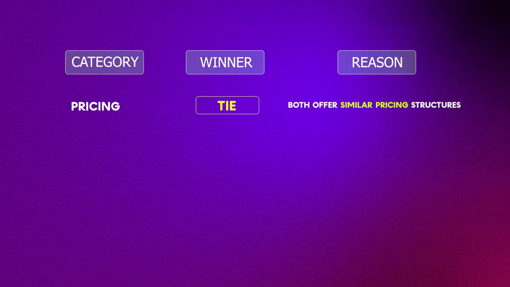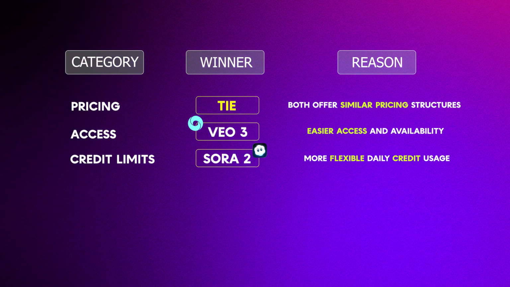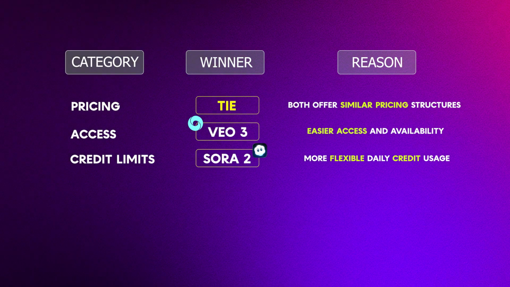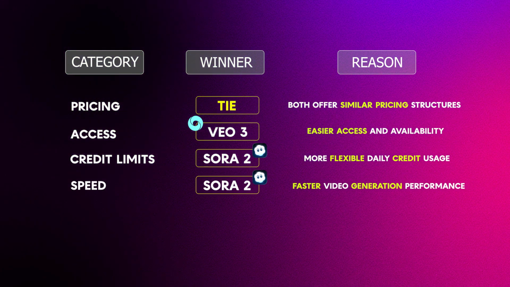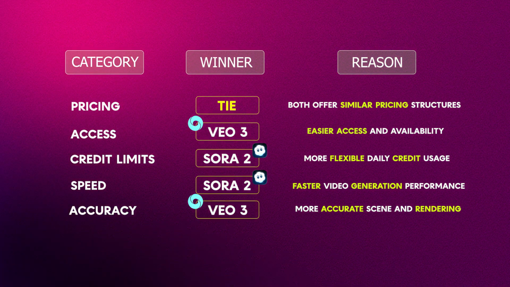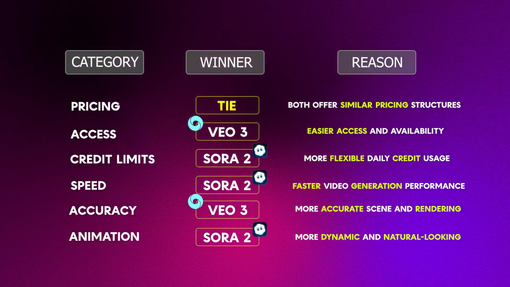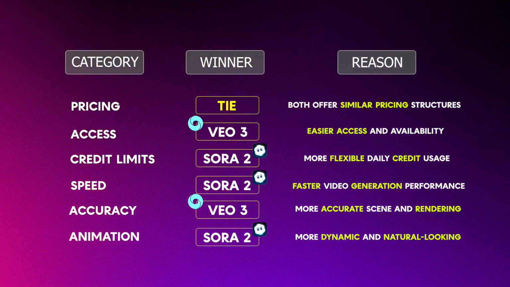So who wins? In terms of pricing, it's a tie. For access, Veo 3 takes the lead. For credit limits, Sora 2 has the edge with daily flexibility. For speed, Sora 2 wins. For accuracy, Veo 3 wins. For animation and action quality, Sora 2 wins again. Both are powerful tools, but depending on what you're trying to create, one might suit you better than the other.